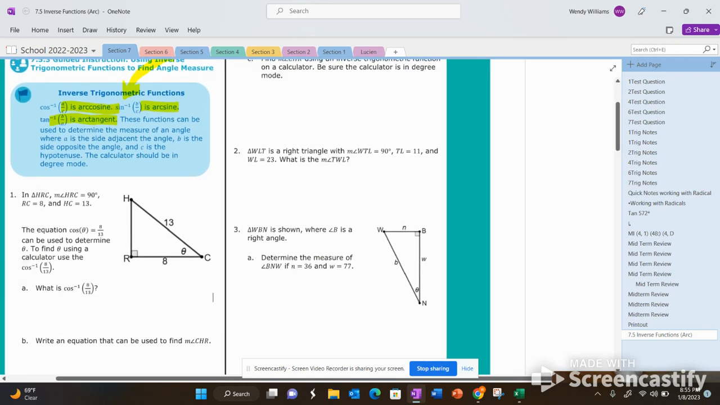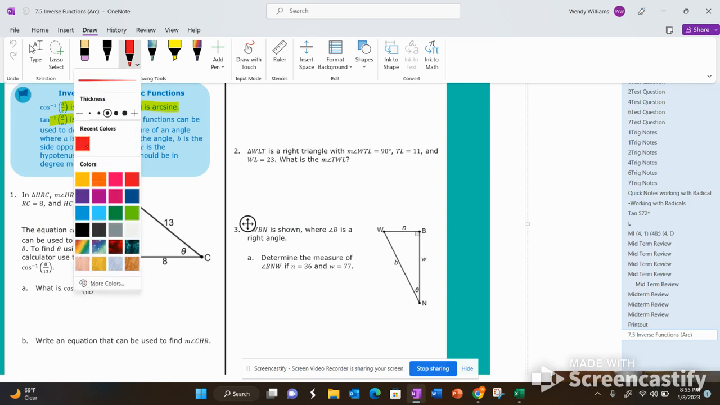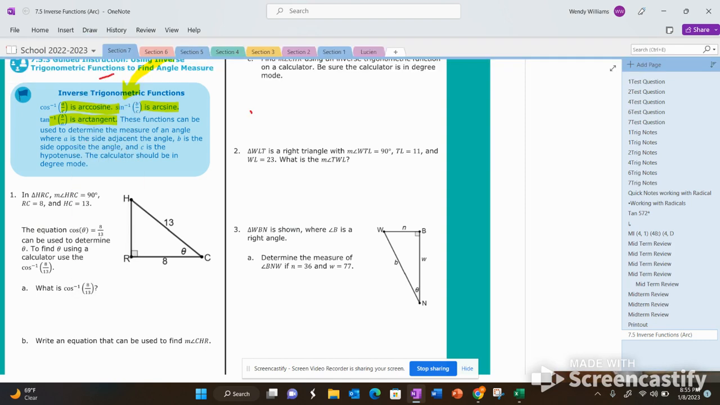Again, we're doing inverse trigonometric functions. Another name for those are arc cosine, arc sine, and arc tangent. And basically, we're just using the second sine.